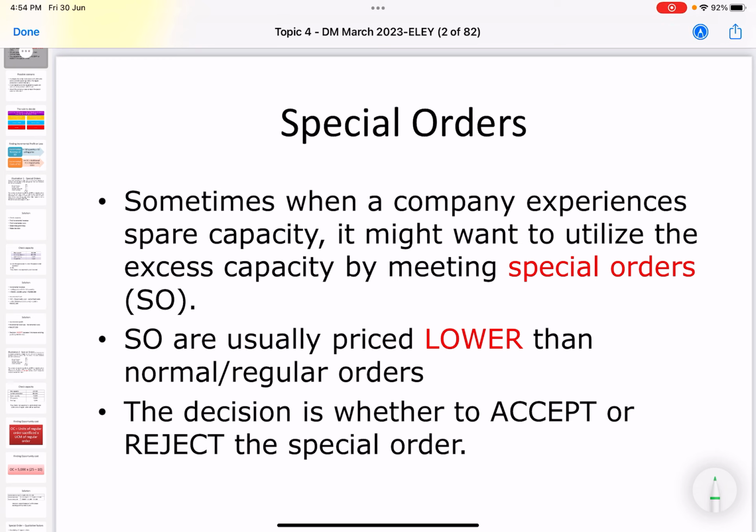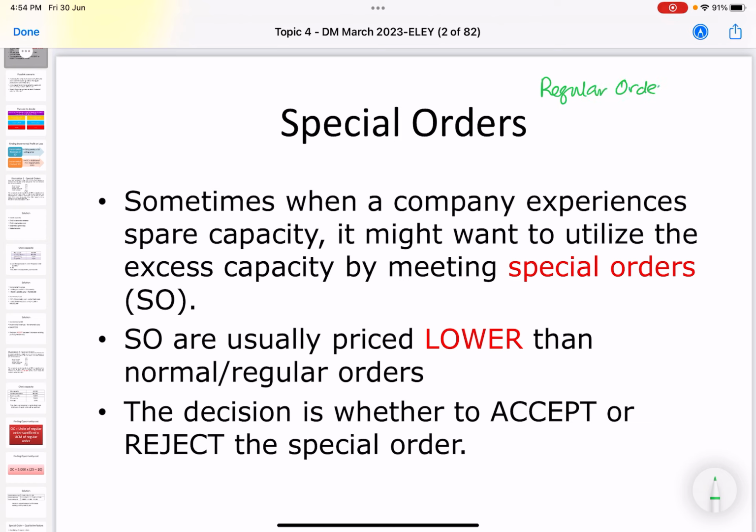Assalamualaikum everyone. The next subtopic for decision making is called special orders. Okay, special order, the opposite of regular order. For a manufacturing company, normally they have the regular order.